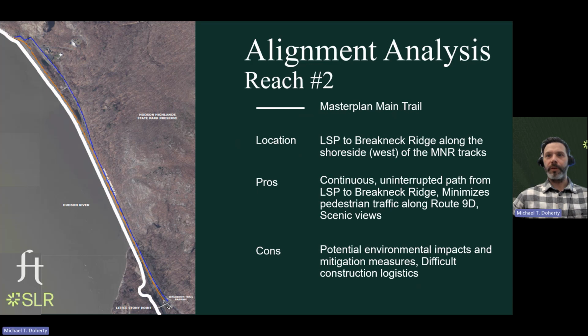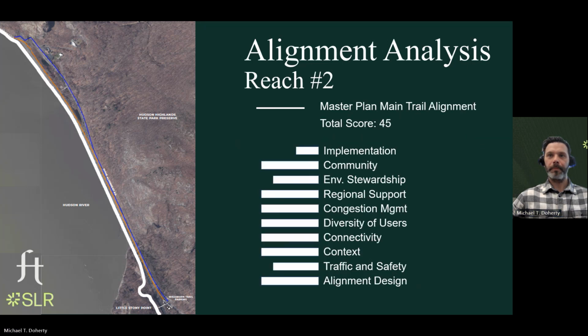The main trail route follows the shoreline along the west side of the railroad tracks and provides a continuous path from Little Stony Point to Breakneck Ridge. The main trail is advantageous due to its separation from traffic, proximity to the water, scenic views, and limited property impacts. While the route requires extensive coordination with Metro North Rail and would be challenging to construct, overall the route scores high at a total of 45 as it best fits the vision and performance criteria established.